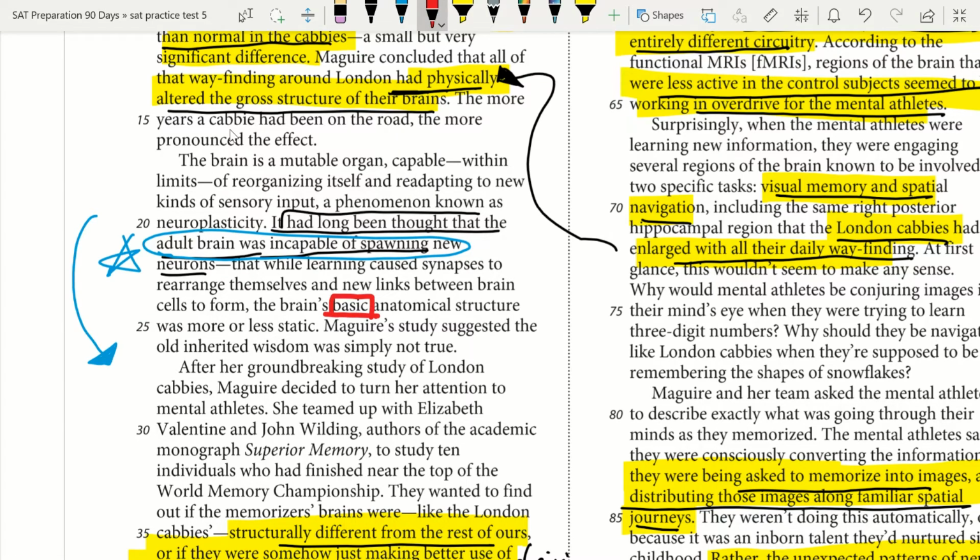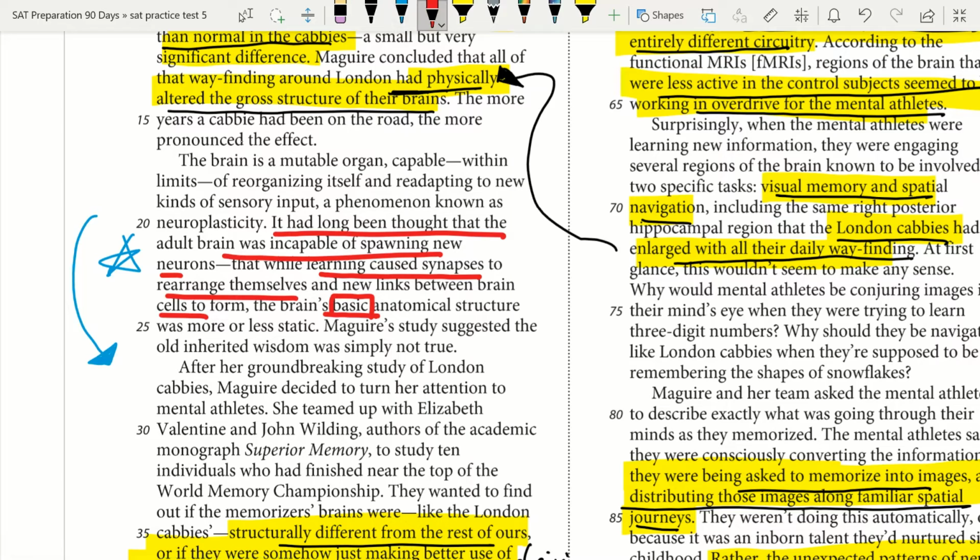So what I recommend doing with these "most nearly means" questions is going back to the text, beginning where the sentence starts, so you get that context, and then coming up with your own answer for what it most nearly means, and then finding the choice that either matches what you came up with or is closest in meaning to it. So let's go through this. We have: it had long been thought that the adult brain was incapable of spawning new neurons, that while learning caused new synapses to rearrange themselves and new links between the brain cells to form, the brain's basic anatomical structure was more or less static.